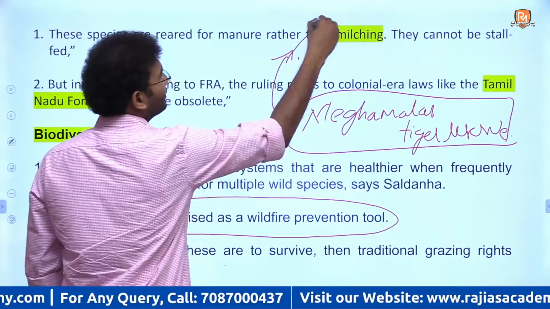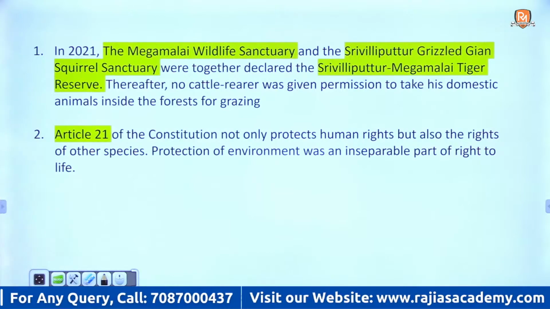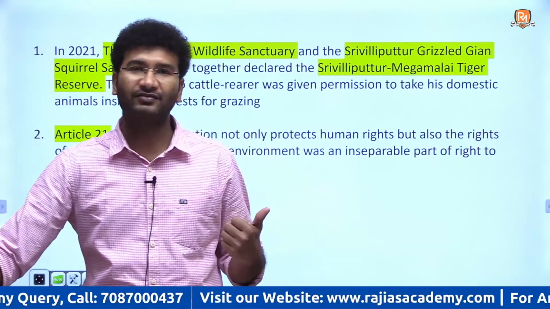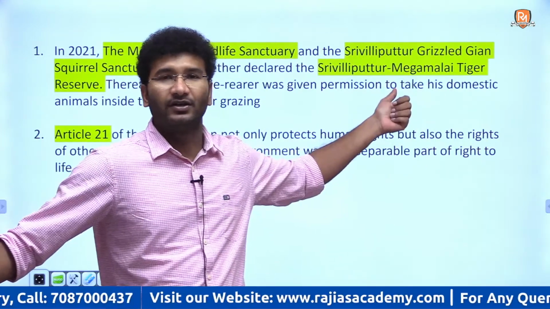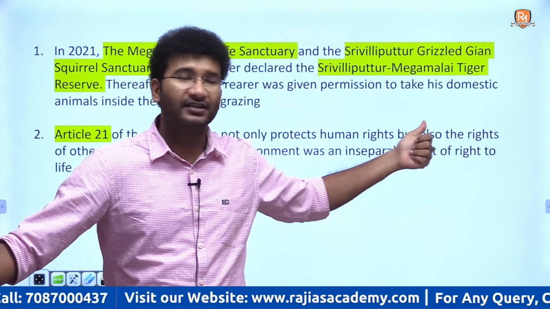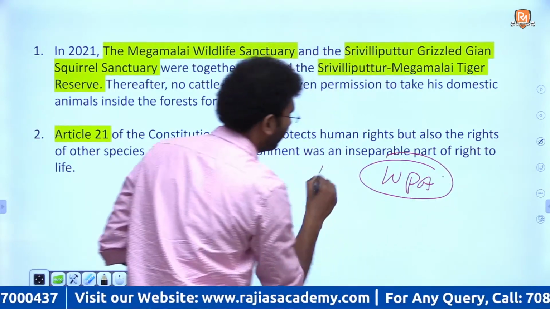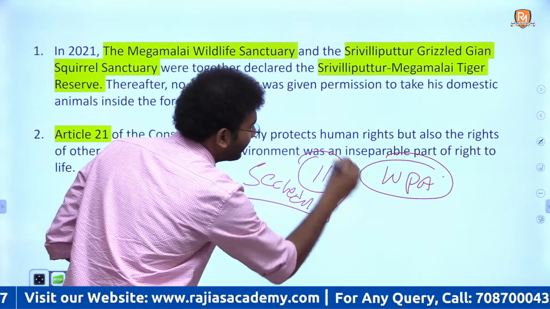Now see, let us also understand the court's angle. What does the court say? Look here, back in 2021, this Meghamalai was once a wildlife sanctuary. The wildlife sanctuary has been converted into a tiger reserve. So whenever a tiger reserve is put in, it comes under the Wildlife Protection Act, plus it gives the greater protection area of Schedule 2. Schedule 2 protection area is given.